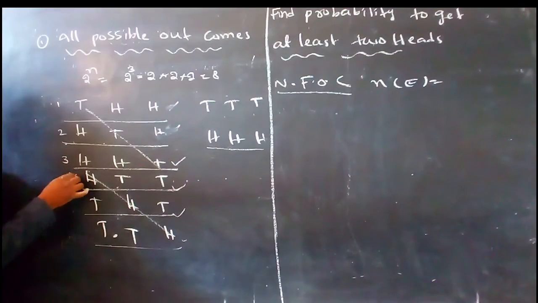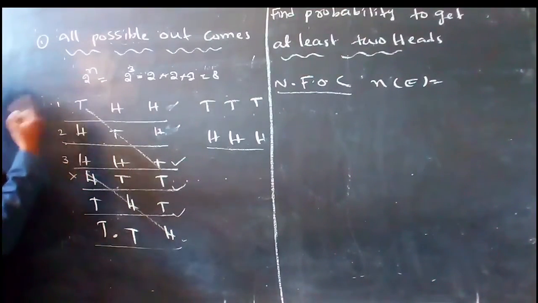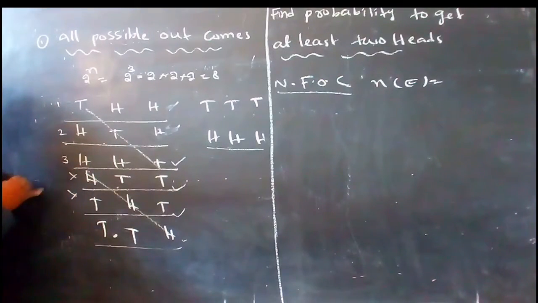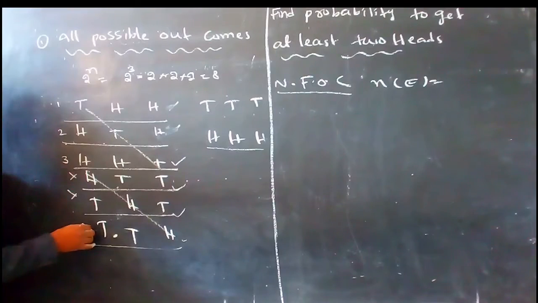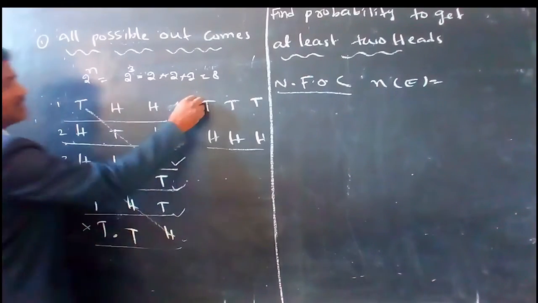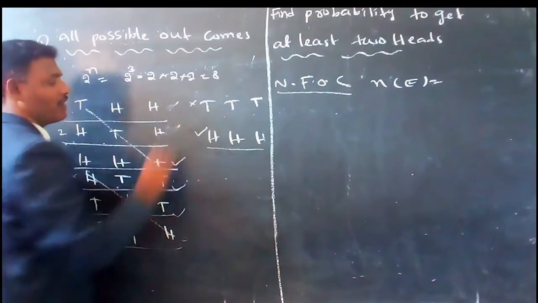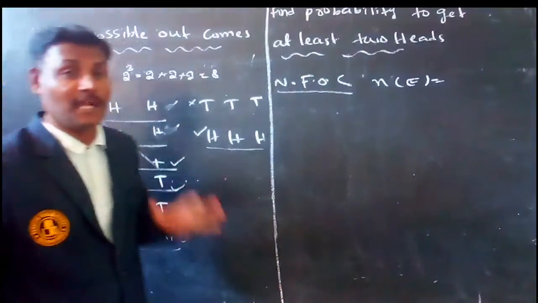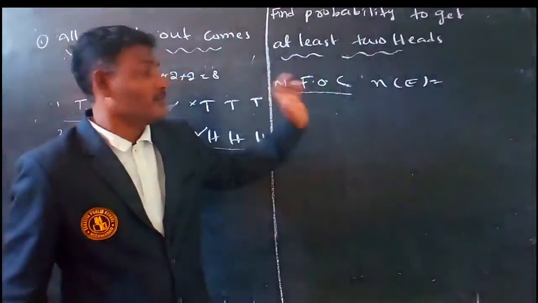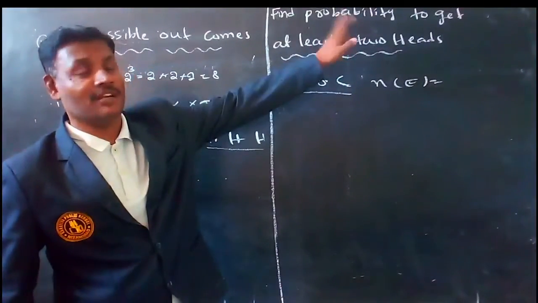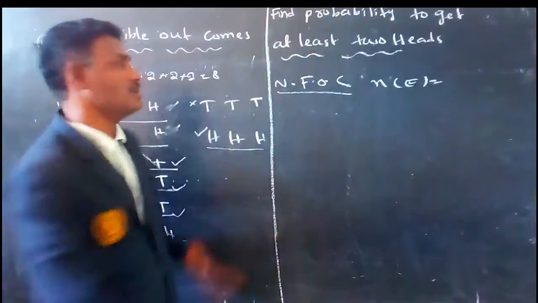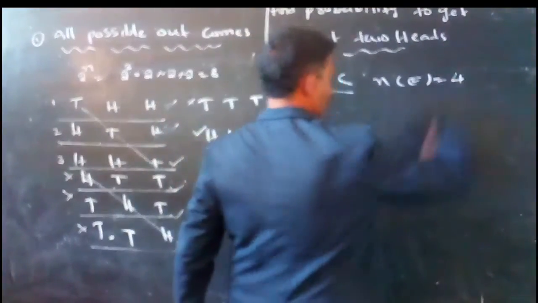I need at least 2. At least 2 means you can take 2 or more than 2. Here this also is not a satisfying condition. This also does not satisfy the given condition. This also does not satisfy. This one okay. So total 1, 2, 3, 4. So out of the 8 possible outcomes, 4 satisfy the given condition. What is the condition? Find the probability to get at least 2 heads. So N of E is equal to 4.